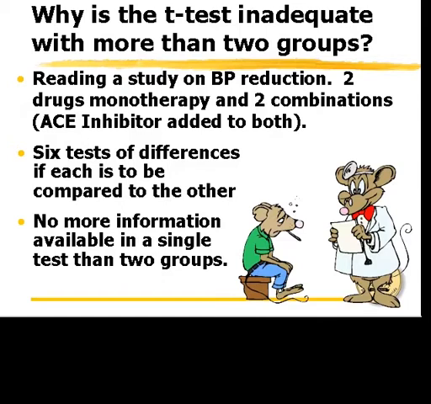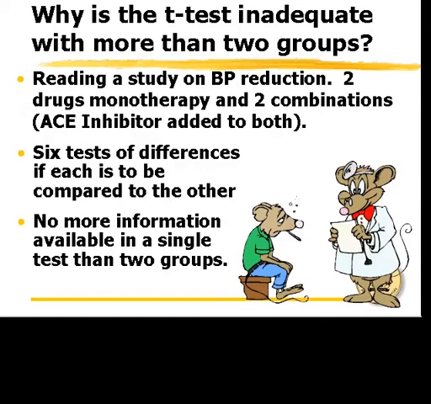So we really have, under this circumstance, 4 groups. Now, with those 4 groups, we have 6 tests of difference if each is to be compared to the other. Now, what ends up happening, however, and why it's inadequate, is that each time you do a single one of those 6 tests, you have no more information available to you than you would in a single test of any 2 groups.